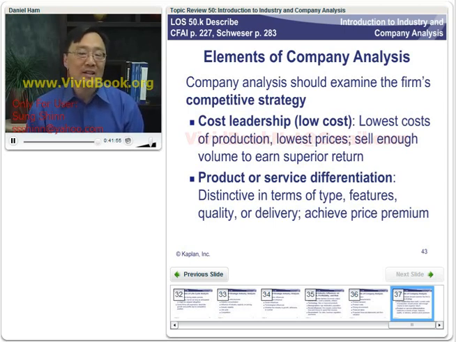So that's this reading. Make sure you understand the major points, and good luck.